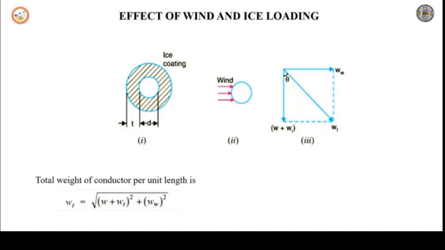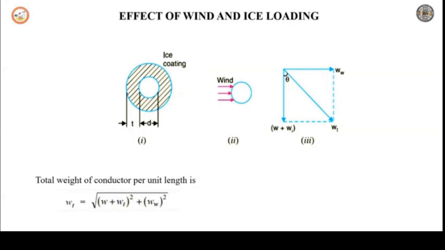In the line conductor, we will now study the effect of two severe atmospheric conditions on sag under tension. These conditions I have already shown here. One is ice coating and the other one is wind pressure. The first diagram deals with ice coating. You are looking at the diagram.